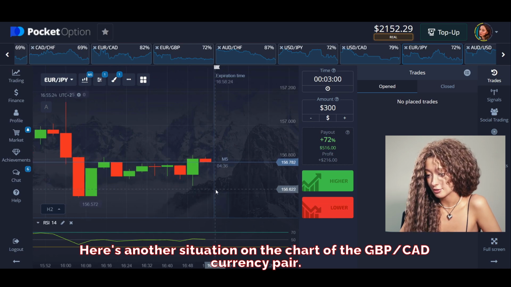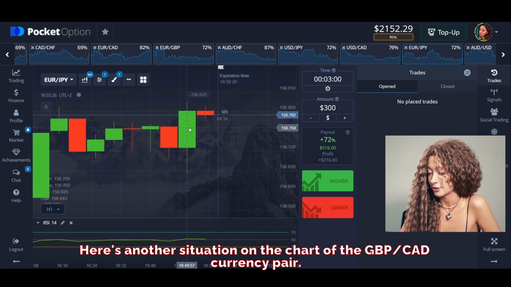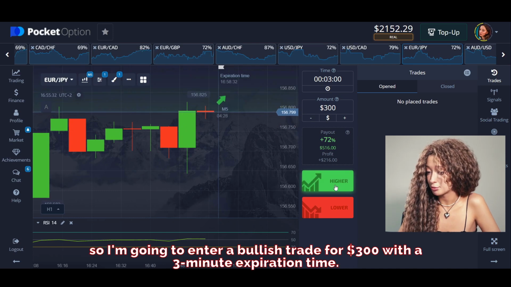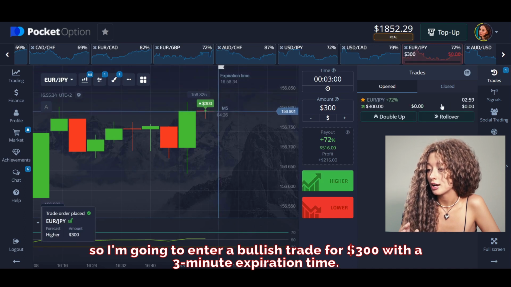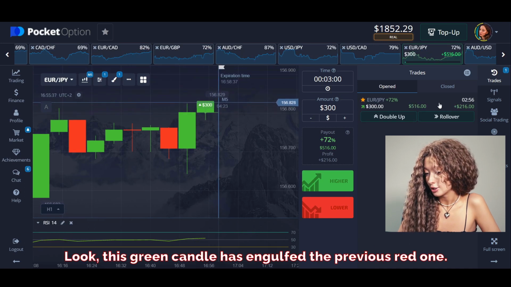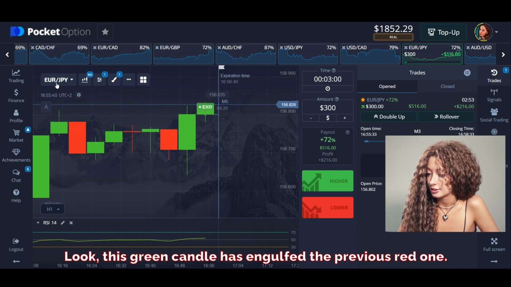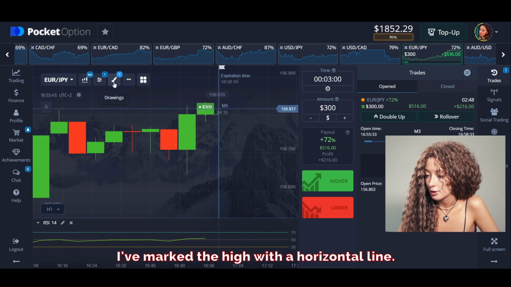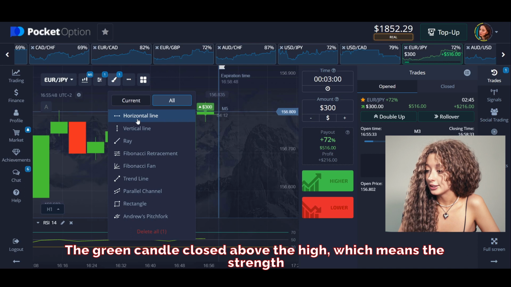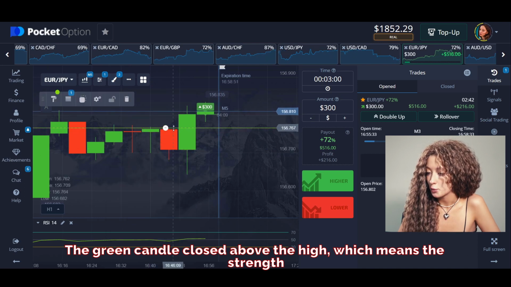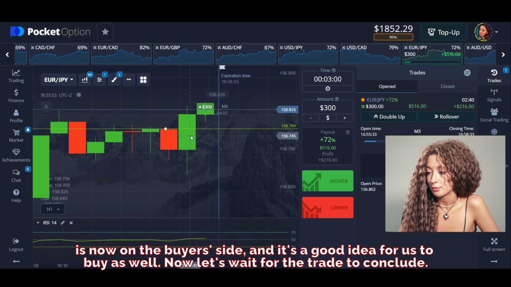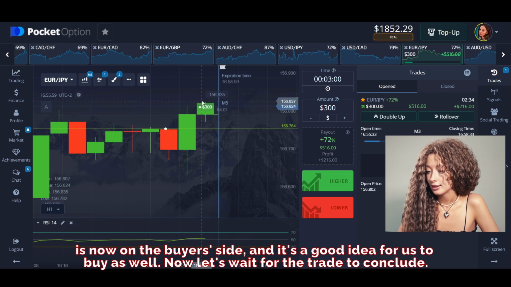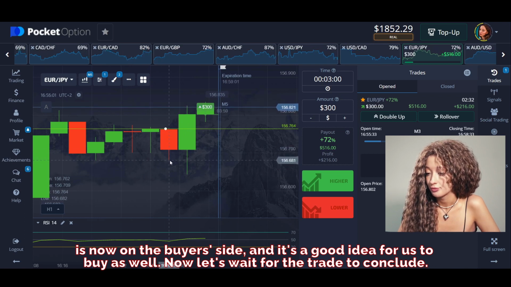Here is another situation on the chart of the GBP and CAD currency pair. As we can see, the previous two candles formed a PPR pattern, so I'm going to enter a bullish trade for $300 with a 3-minute expiration time. Look, this green candle has engulfed the previous red one. I'll mark the high with a horizontal line. The green candle closed above the high, which means the strength is now on the buyers' side, and it's a good idea for us to buy as well. And now let's wait for the trade to conclude.